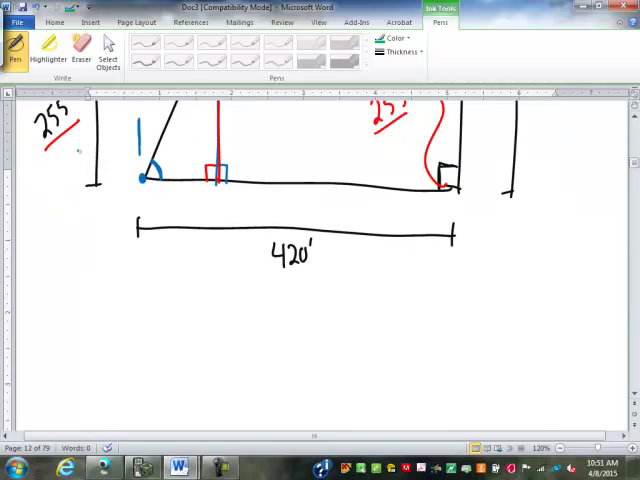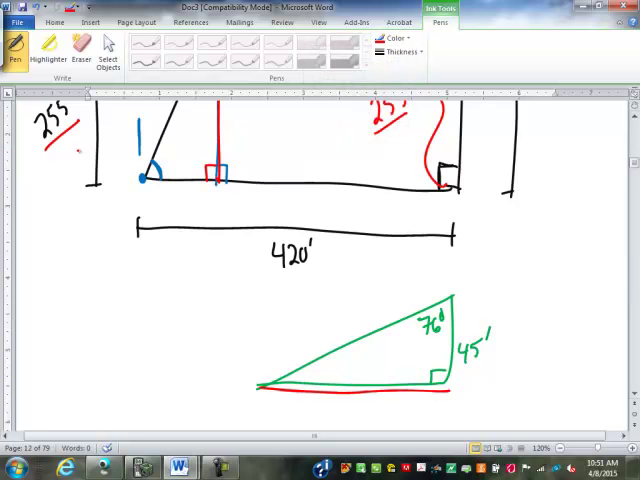So let's redraw that triangle. There's a right angle. This is 76 degrees, and this is 45 feet. Let's find this side here. So according to our 76-degree angle, the 45 is the adjacent leg, and the side we're looking for down here is the opposite leg. So that would be tangent. Tangent of an angle equals opposite over adjacent.